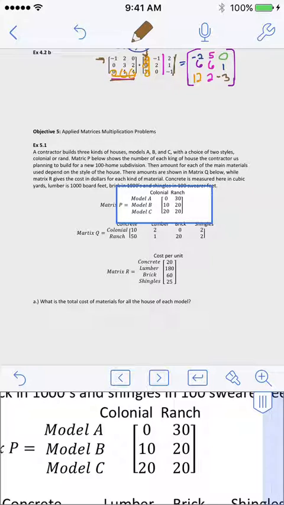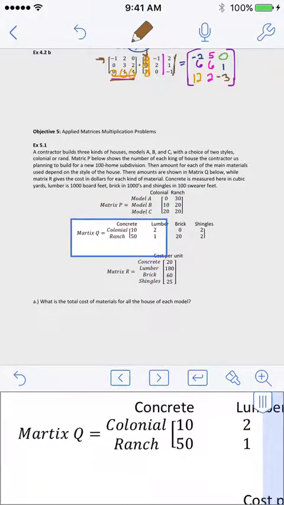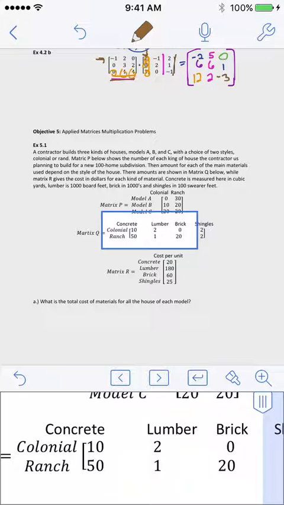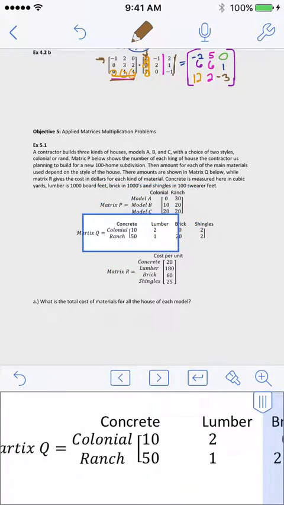All right, what we want to do here is we need to first find out P times Q. We need to find out how much material is going to be used first off, right? Because then we can multiply the material by the cost. So let's multiply P by Q.